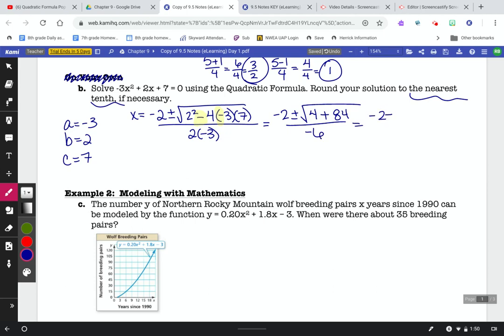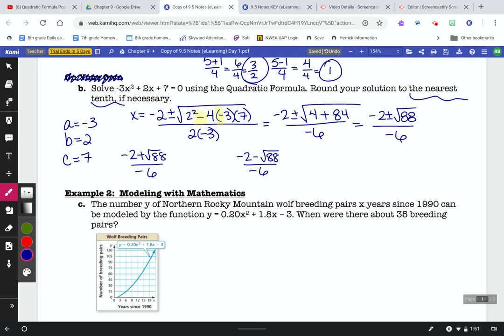So we have negative 2 plus or minus the square root of 88 all over negative 6. Because they tell you to round to the nearest tenth, you can just do negative 2 plus root 88 over negative 6 and negative 2 minus root 88 over negative 6. Please, please, please, you will get the wrong answer if you don't follow these directions, so please pay attention. When you put this into your calculator, one of two things you need to do.